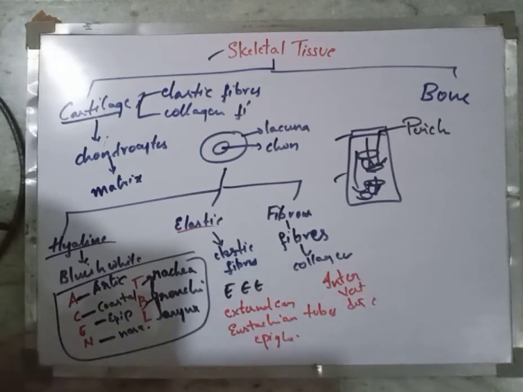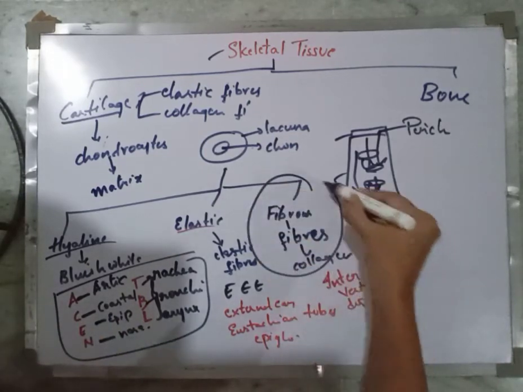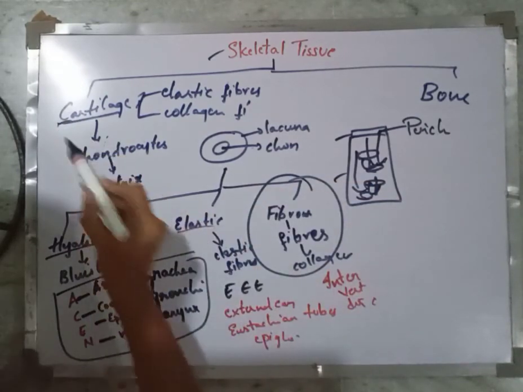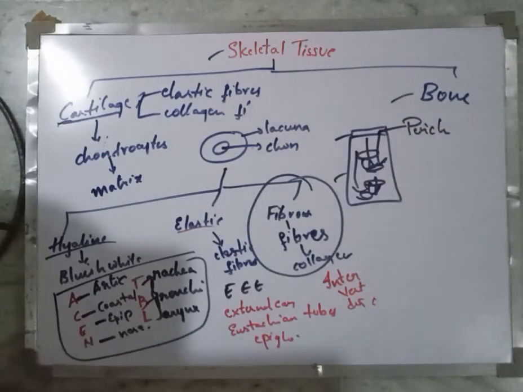And here the point to be remembered: among all the cartilages, fibrous cartilage is the strongest cartilage. So this is about the cartilage, and now we can learn about the bone.